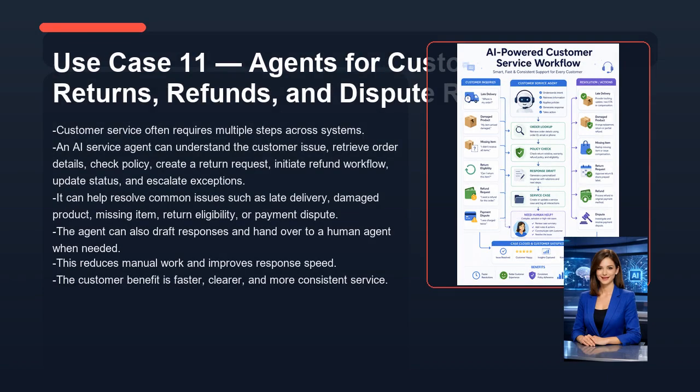Now let's look at use case 11, agents for customer service, returns, refunds, and dispute resolution. Customer service often requires multiple steps across systems. An AI service agent can understand the customer issue, retrieve order details, check policy, create a return request, initiate refund workflow, update status, and escalate exceptions. It can help resolve common issues such as late delivery, damaged product, missing item, return eligibility, or payment dispute. The agent can also draft responses and hand over to a human agent when needed. This reduces manual work and improves response speed. The customer benefit is faster, clearer, and more consistent service.